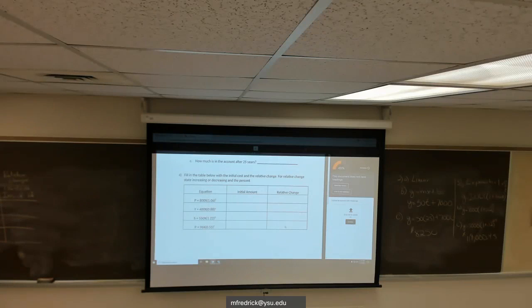Second one, what's the initial amount? Increase or decrease? Decrease. Because when we take the 0.88 and subtract 1, I get a negative 12. So it's a decrease of 12%. Any questions on that? You just subtract 1.